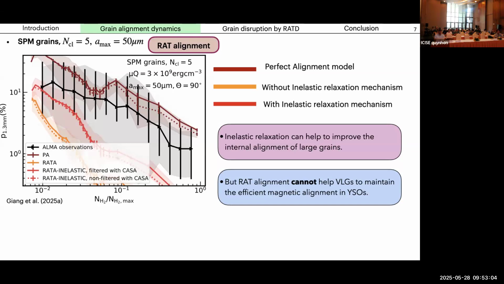We can see that when we consider the effect of inelastic relaxation, more micron-sized grains can have fast internal relaxation, and it increases the polarization degree. But in general, we see that with RATs only, we basically cannot reproduce the observed polarization fraction. That means RATs by themselves cannot explain the ALMA results.